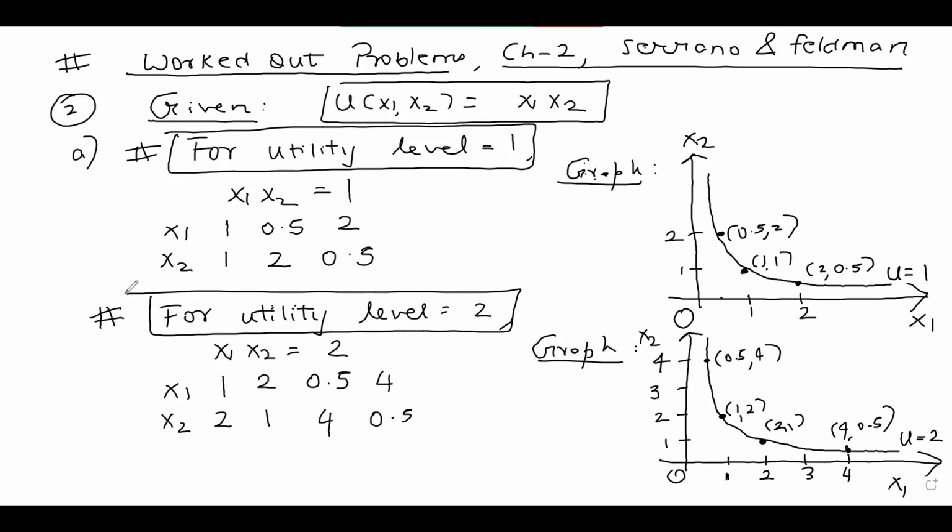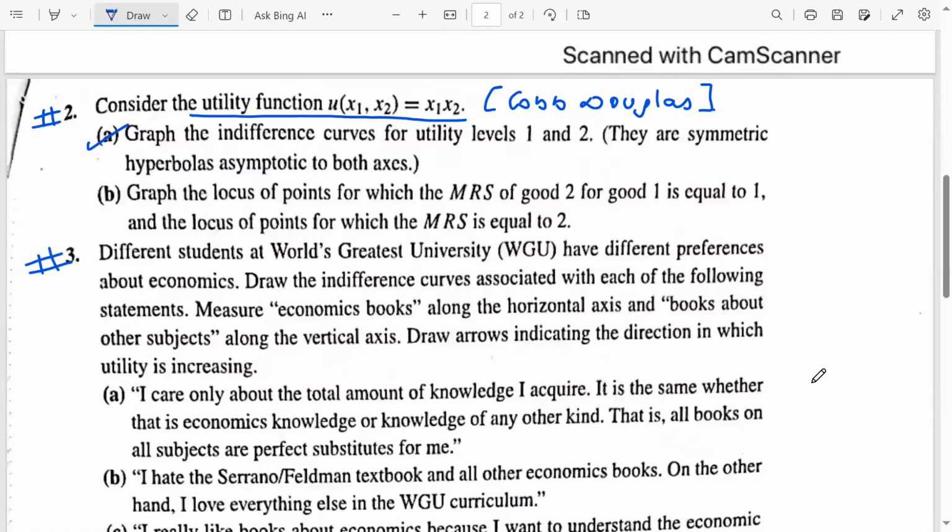What is part B asking us? If I come back to the back problems, we are done with part A. Part B: graph the locus of points for which the MRS of good 2 for good 1 is equal to 1, and the locus of points for which the MRS is equal to 2.